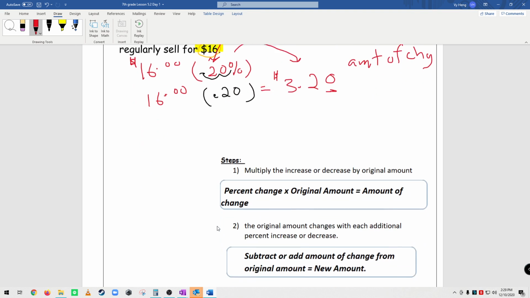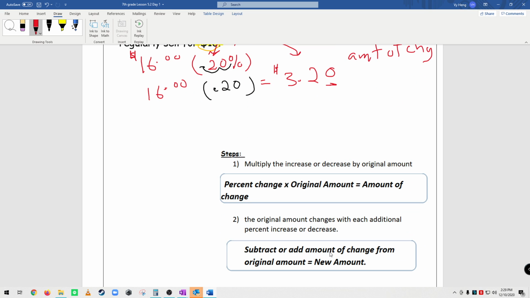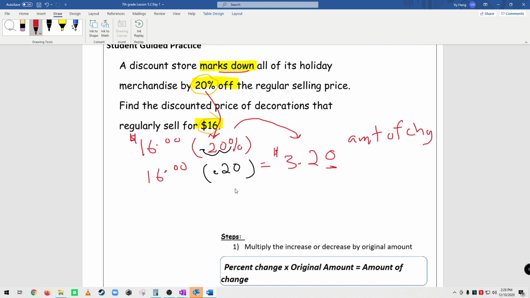But now we got to go to step 2. It says subtract or add the amount of change from the original amount to get the new amount, right? So are we going to add or are we going to subtract? Well, they discounted it, right? It's a discount store and it got marked down. So the amount of change here needs to be subtracted from 16. So 3.20, right? And it needs to be subtracted from $16.